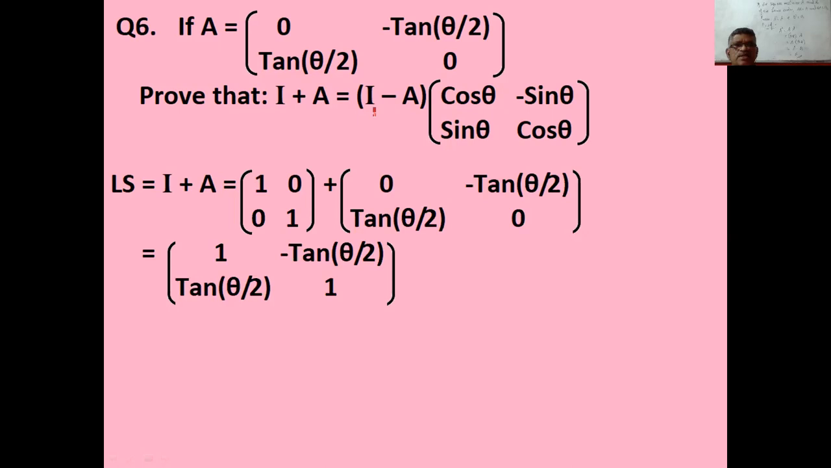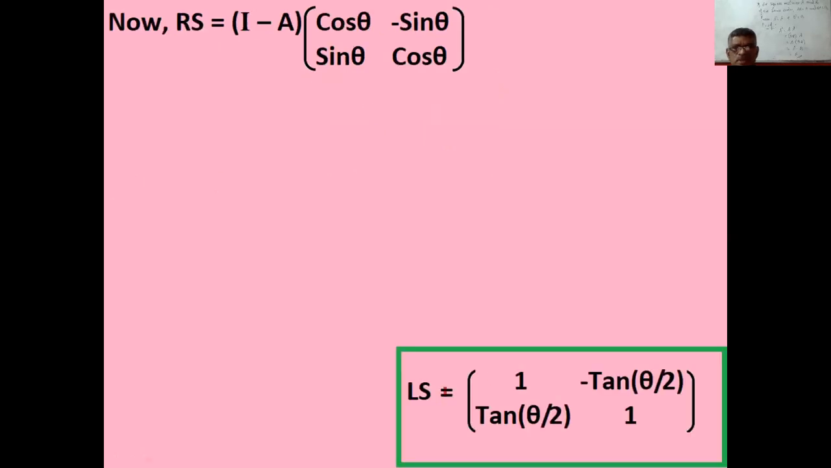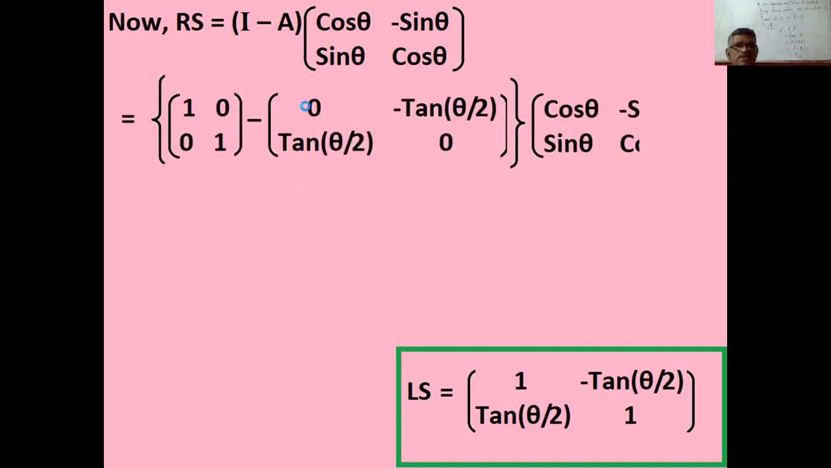Now when you take right side, you have two options. So your left side is here 1 minus tan theta by 2, tan theta by 2, 1. When you take right side, I minus A into cos theta minus sin theta, sin theta cos theta. You have two options. Either you can write this cos theta and sin theta in terms of tan theta by 2. How is that? Sin theta will be 2 tan theta by 2 upon 1 plus tan squared theta by 2, and cos theta will be 1 minus tan squared theta by 2 upon 1 plus tan squared theta by 2. That is one way, and then multiply and you will get.